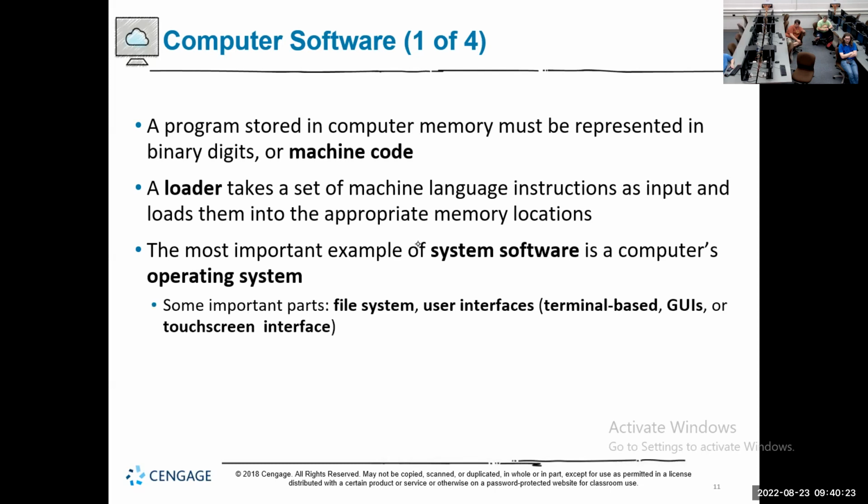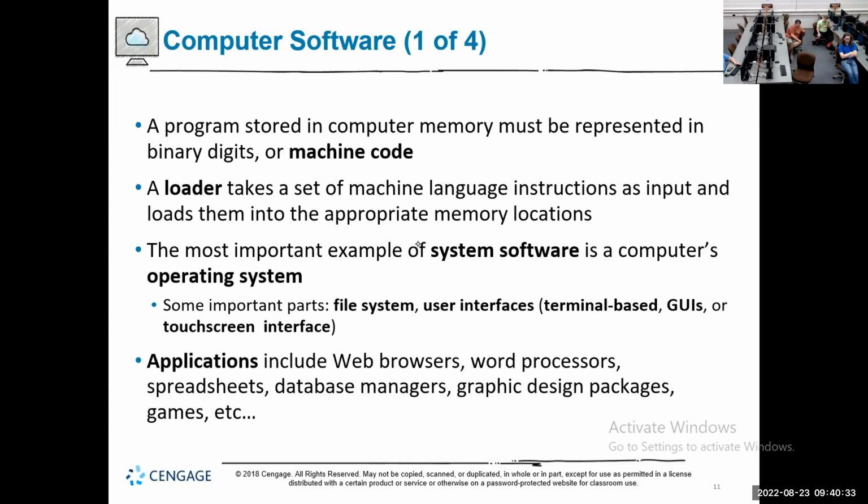Okay, and some important parts: you can have the file system, the user interface, the graphical user interface or touch screen interface. And then you have application software. Applications include a web browser, word processing, spreadsheet, database manager, and many others here. So basically, they break the software down into two types. The first one is system software, which controls the hardware and interfaces with the user. And the second one is application software.